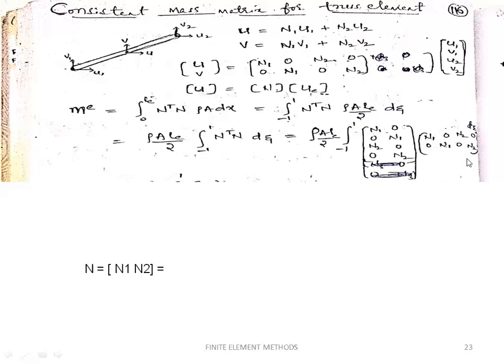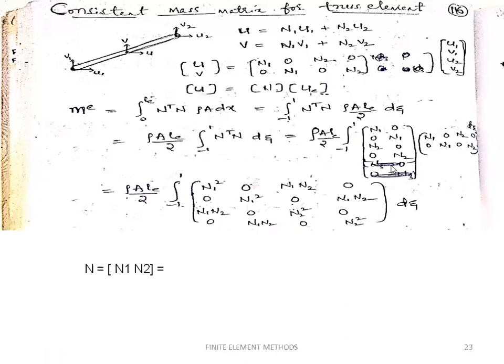And similarly, the N can be written as [n1 0, n2 0; 0 n1, 0 n2] into d zeta. Now let us do the multiplication of N transpose on N. Once you do the multiplication, it is possible to write the matrix. It is a 4 by 2 matrix into the 2 by 4.